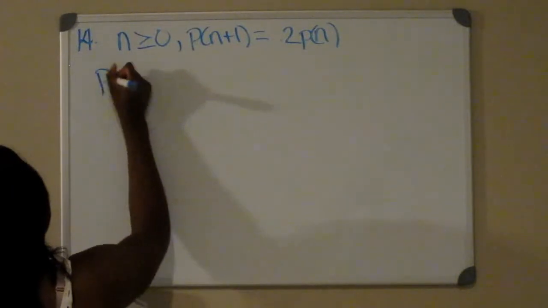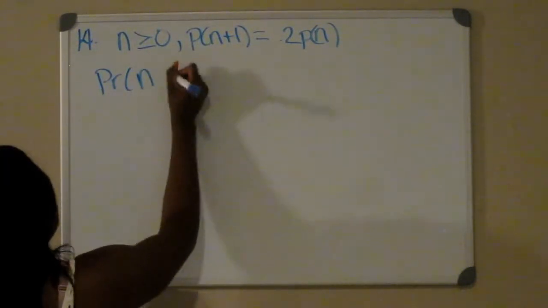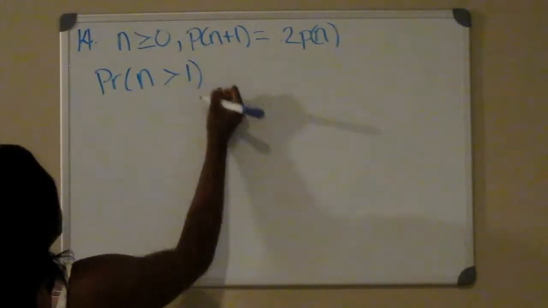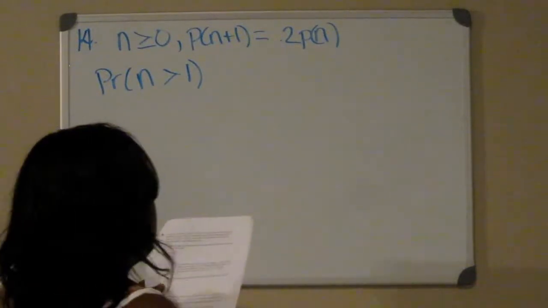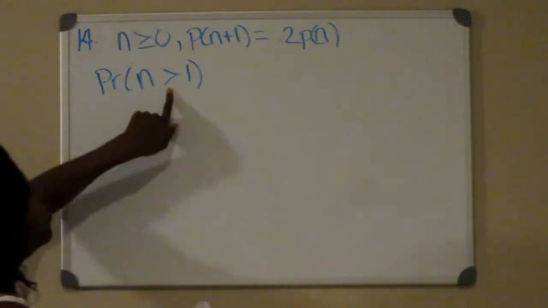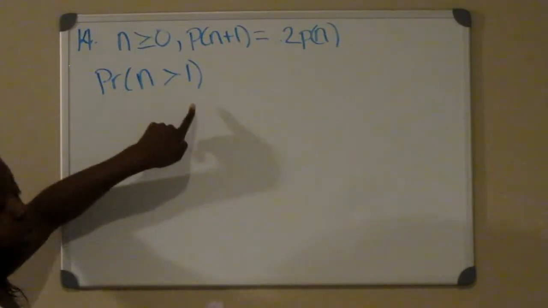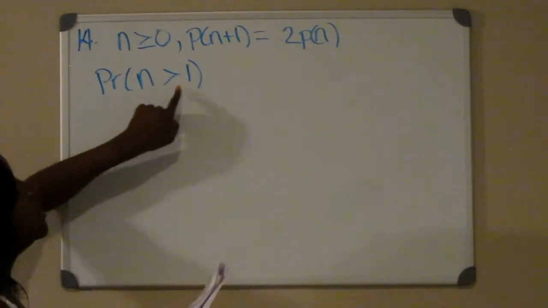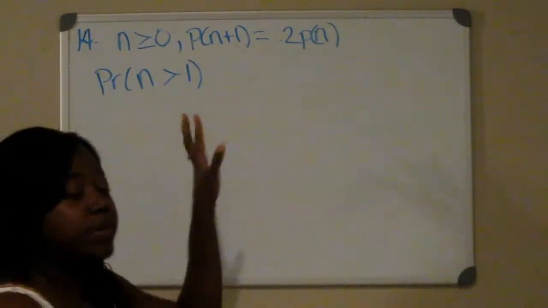So we want the probability that n is greater than 1. It doesn't say 1 or more, which is why we're not saying greater than or equal to. It just says they filed more than 1, so it has to be 2 or above.